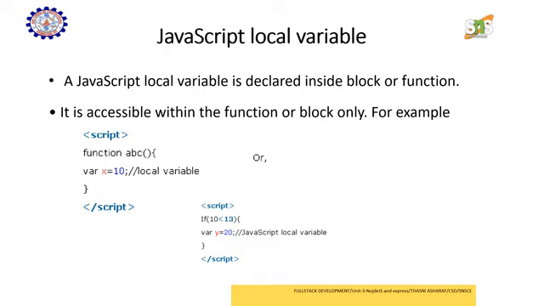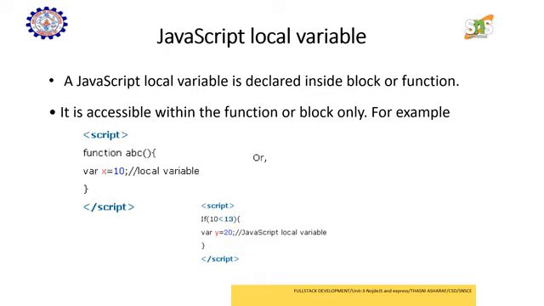A variable which is declared inside a block or a function is called a local variable, and it is accessible within the function or block only. For example, here if you see a function, we call it ABC, and we are declaring a variable x equal to 10, which is a local variable.